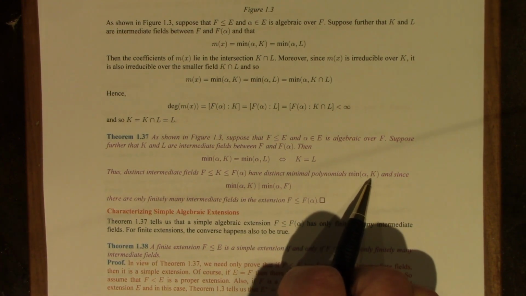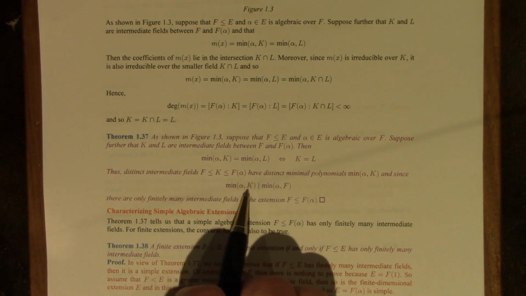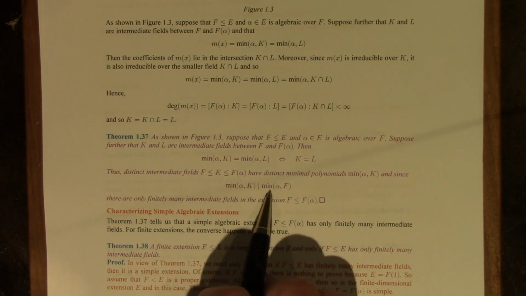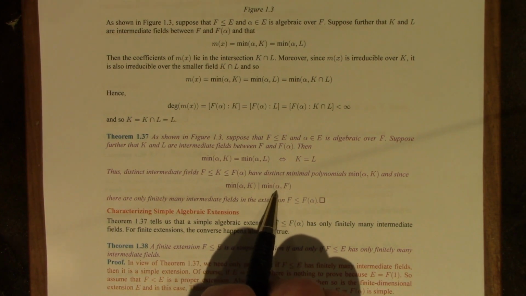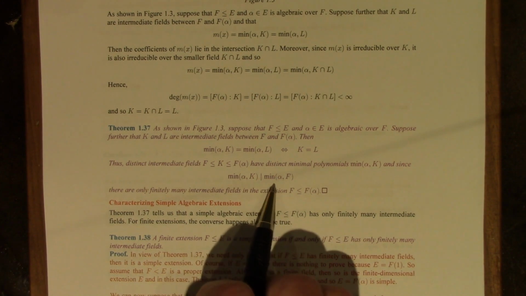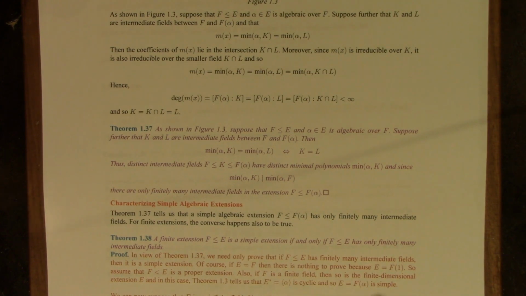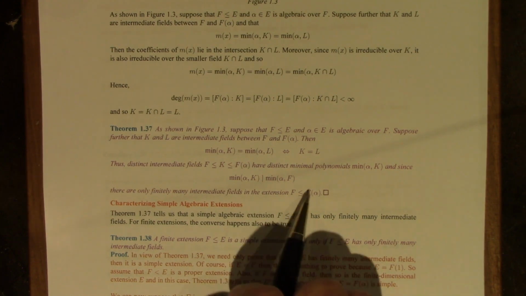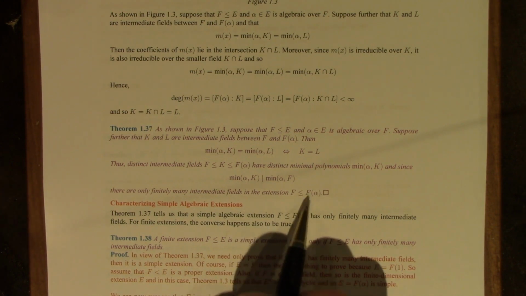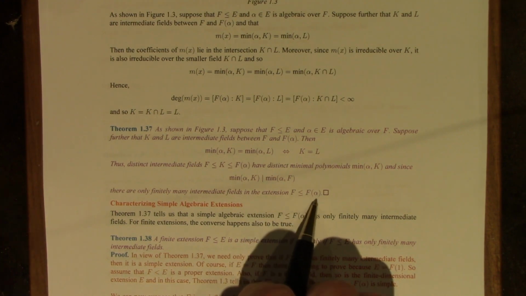over other intermediate fields. But all of these minimal polynomials of alpha over the various intermediate fields divide the minimal polynomial of alpha over F. And you should pause to understand that. Think about that for a minute. Therefore, there are only finitely many intermediate fields in this extension. So a simple algebraic extension has only finitely many intermediate fields.